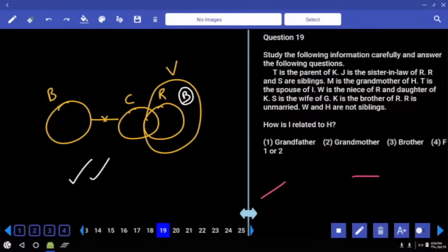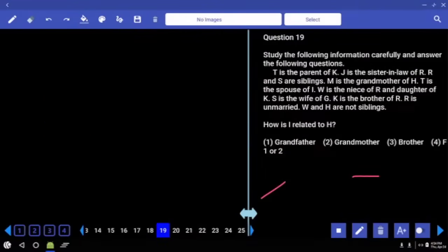19 to 21. Tell me what is given here, 19 to 21. It is based on blood relation. T is the parent of K.